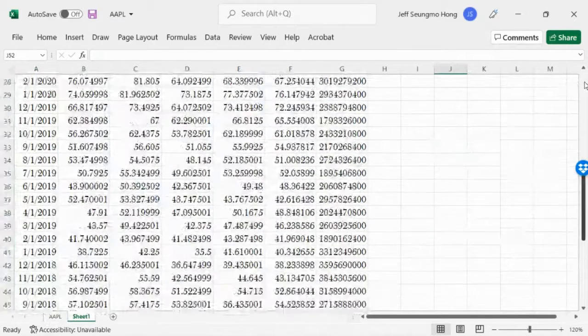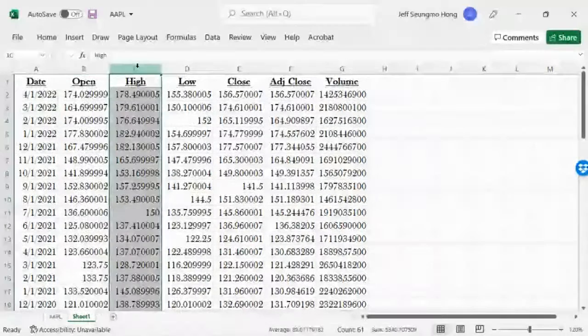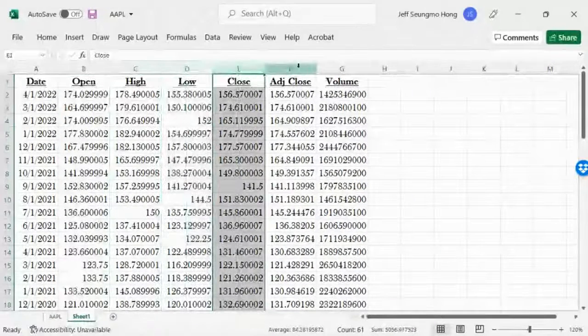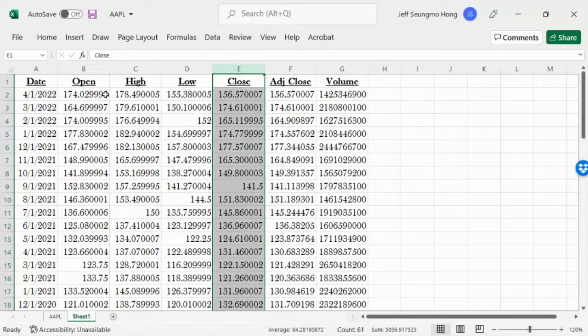And next, we have open, high, low, close. What does this mean? Of course, you should all understand that every day the market opens at 9:30 a.m. in the U.S. Market opens at 9:30 a.m., of course, New York time.